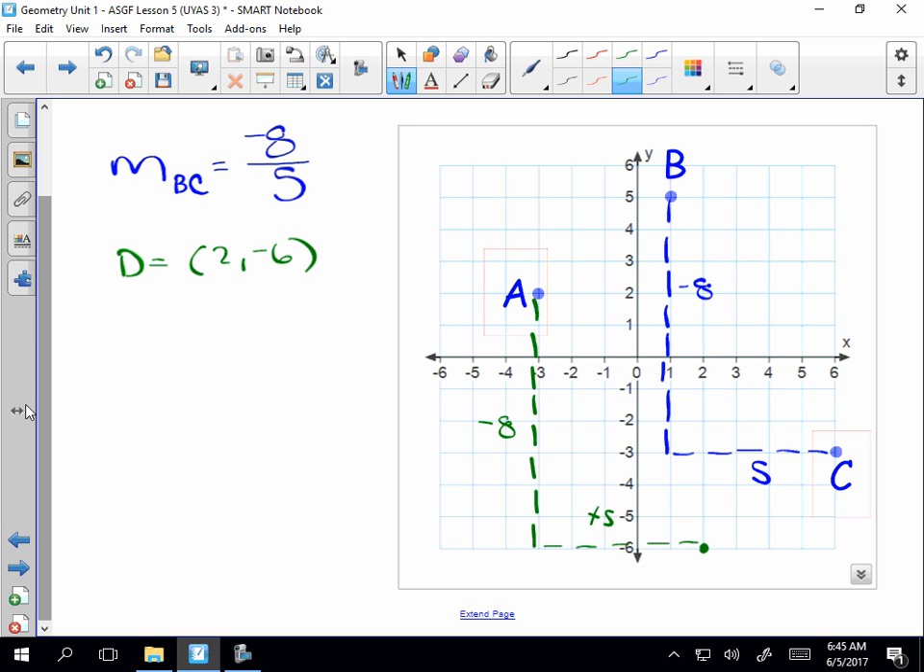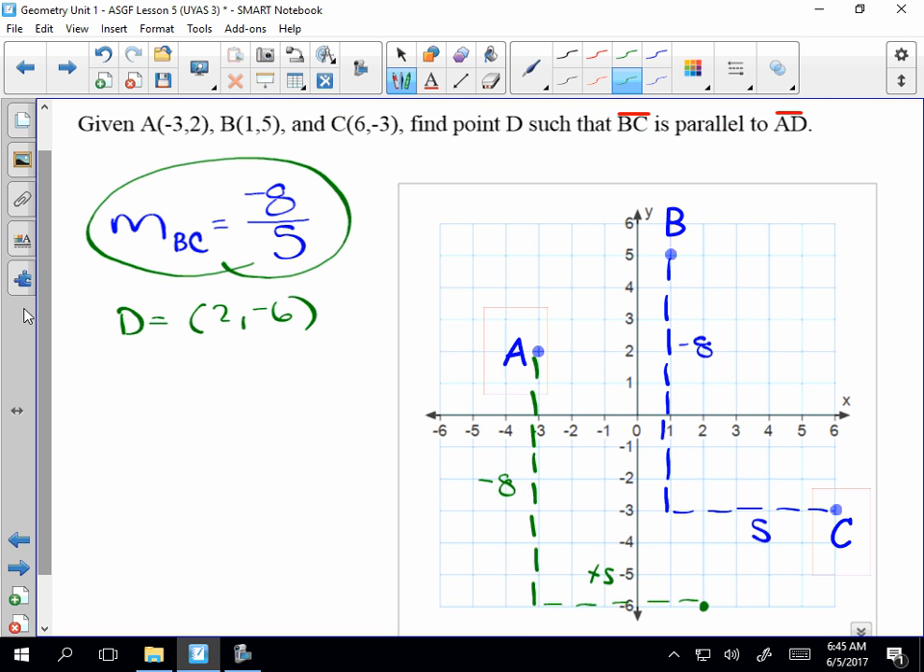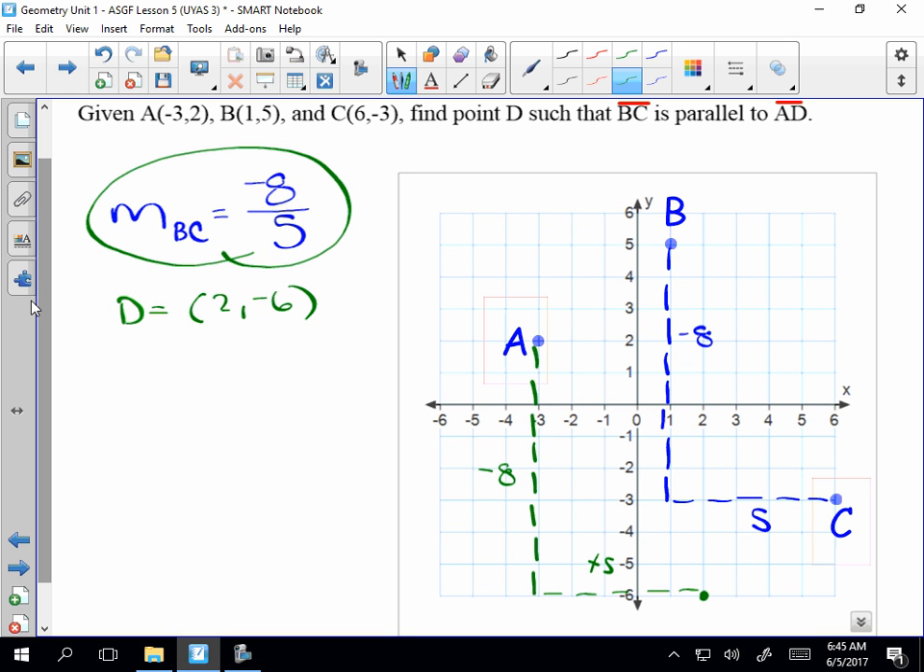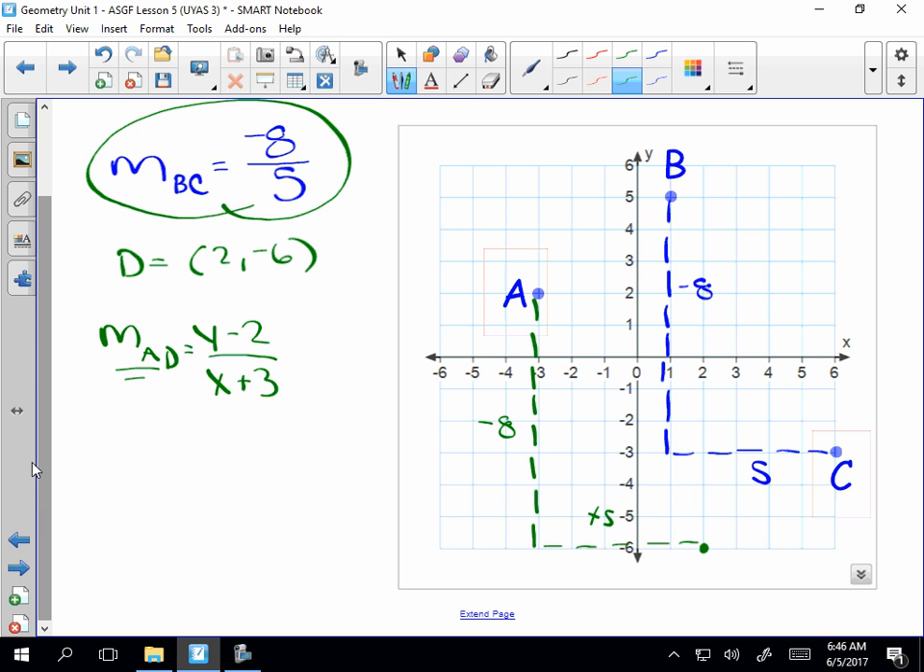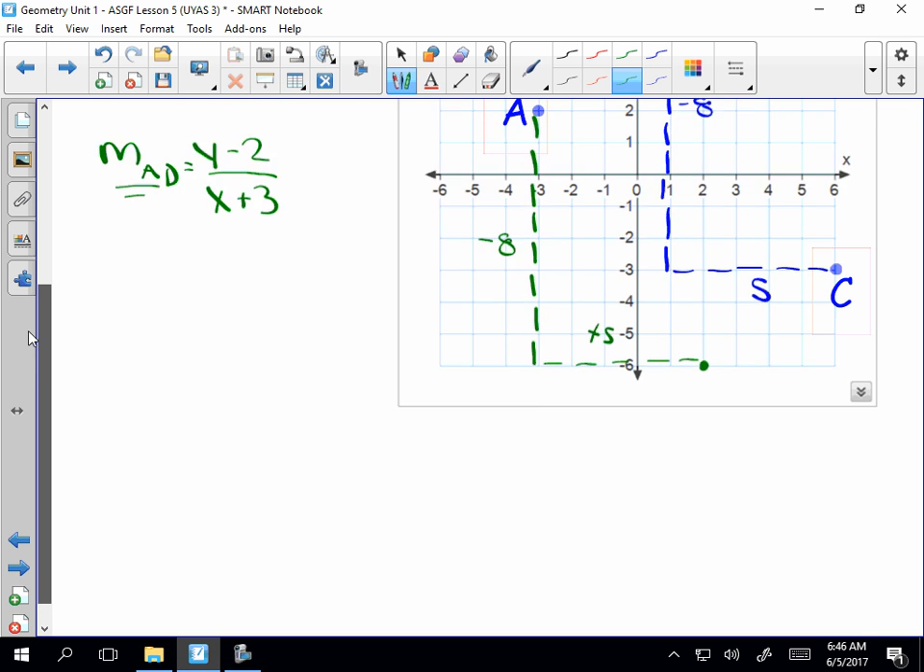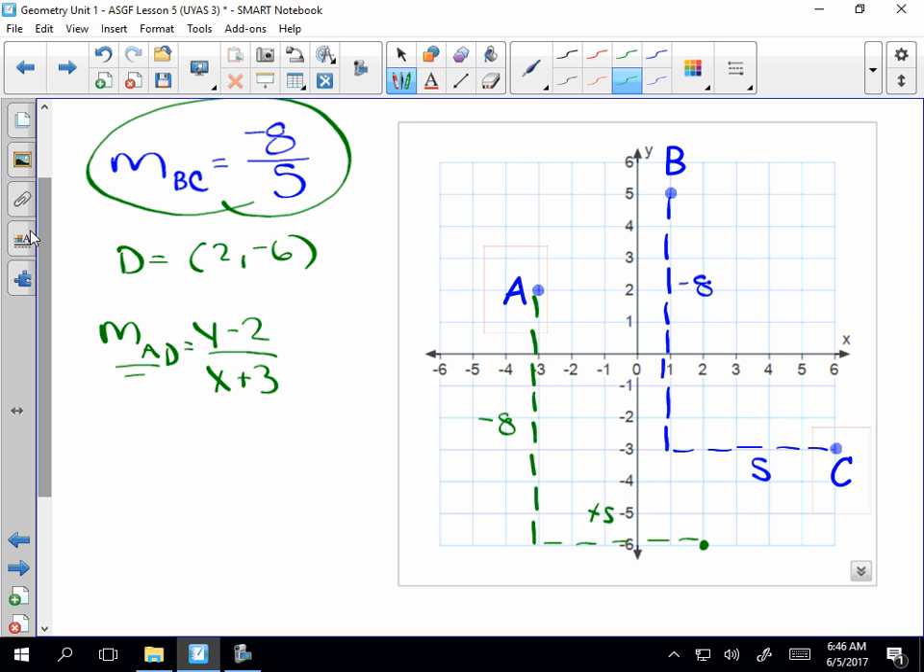Now, how could we find this algebraically? We know the slope of BC. If we're parallel, we have to match that slope. And we have our A point, which is -3, 2. So if I want to find the slope of AD, that's going to be equal to, and I would always put the variable first, y -2 over x minus -3, or x +3, which equals the slope we're looking for. By putting the variable first in these equations, it stays positive. Otherwise, you'd be working with negative signs, and that always makes things a little more difficult. Now we replace this slope with -8/5 because we need to be parallel to that line.